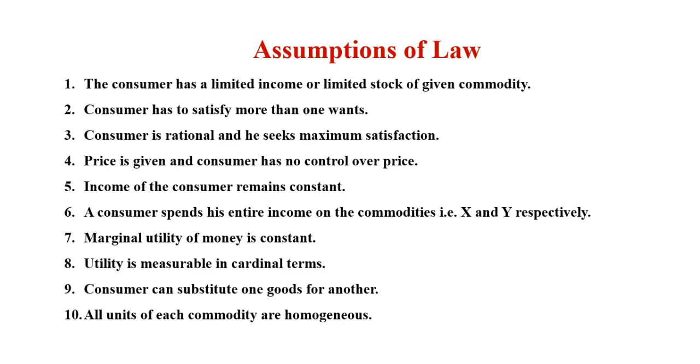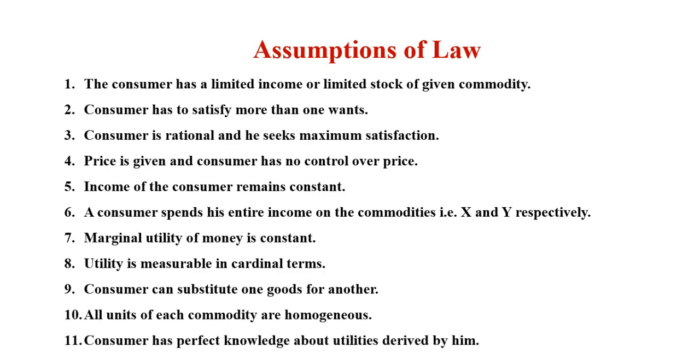All the units of each commodity are homogeneous. It means the size, color, taste of all the quantities of a single commodity are the same. The consumer has perfect knowledge about the utility derived by him. It means he can measure utility in terms of utils from the goods consumed by him.